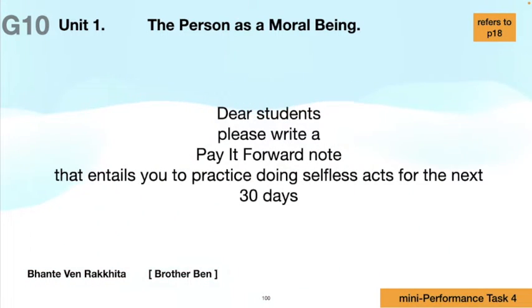Dear students, please write a pay it forward note that entails you to practice doing selfless acts for the next 30 days. That's a mini performance task.